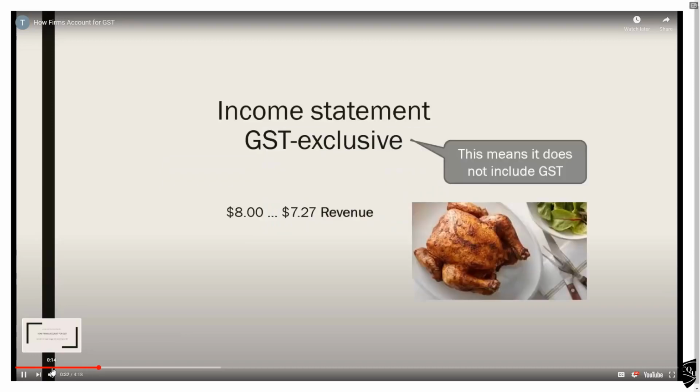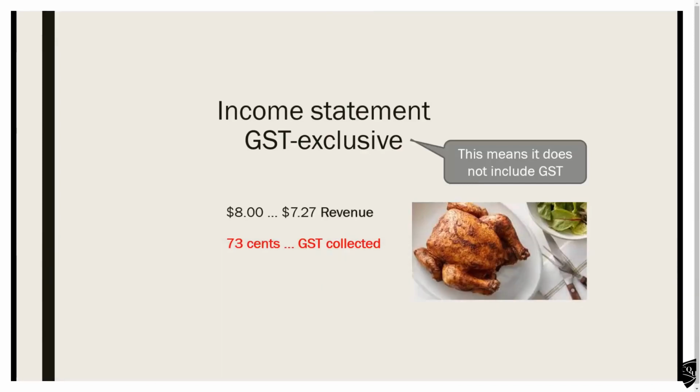The first tip is that typically all items in a firm's income statement are exclusive of GST. This means that when Coles sells you a chicken for $8, it will only include $7.27 as revenue. The rest, 73 cents, is the GST Coles has collected from you for the government. This amount is kept in a separate account, GST Collected.